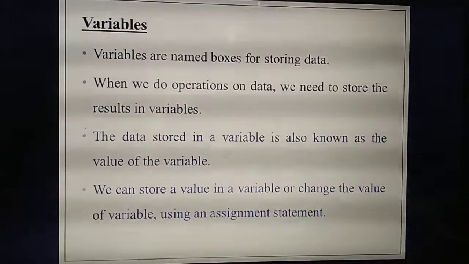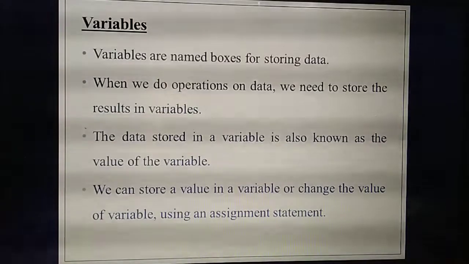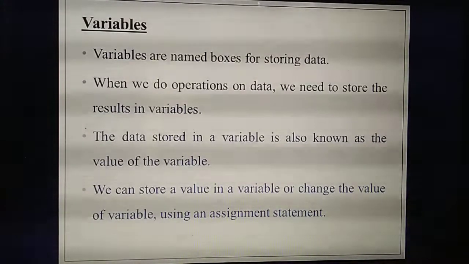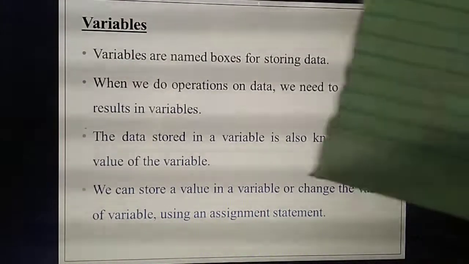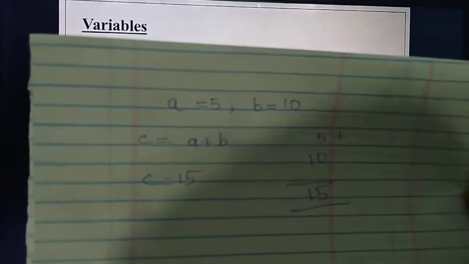Okay, and also you are able to change the value by using an assignment statement. What do you mean by assignment? Equal to is the assignment statement. For example, a equal to 5. What's the meaning? The value of a is 5. The 5 is assigned to the variable a.